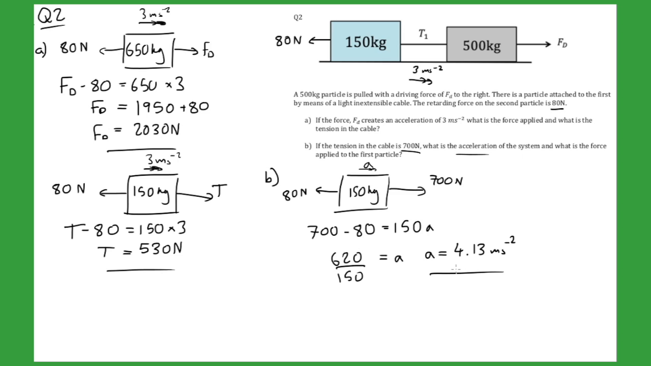Okay, so finally, the force applied to the first particle, so the driving force on the car. We need to think about the acceleration first. So the force minus 80 is going to equal the whole mass, which is 650, multiplied by 4.13, which is the acceleration of the whole system. And that gives me an answer, once I've added the 80 on, of 2,766.7 newtons. Okay, so these are all work backwards questions. To make sure that you're on the right track, it'd be a good idea to put this answer back in and make sure you get the correct acceleration out.